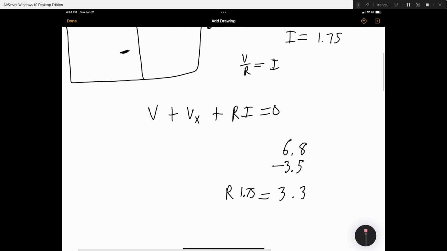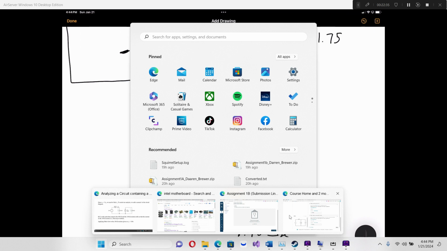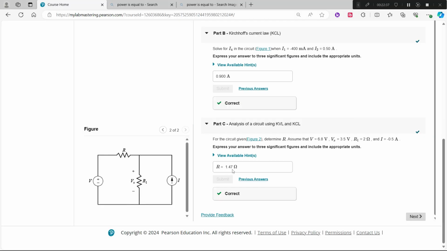2.25 through the resistor. 3.3 divided by 2.25 gives us our answer, 1.46. I messed up a little, round a little bit, get it closer. But that's our answer. Okay.